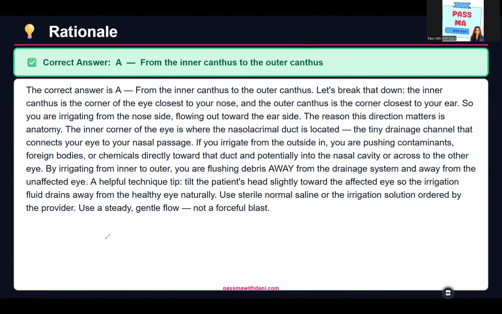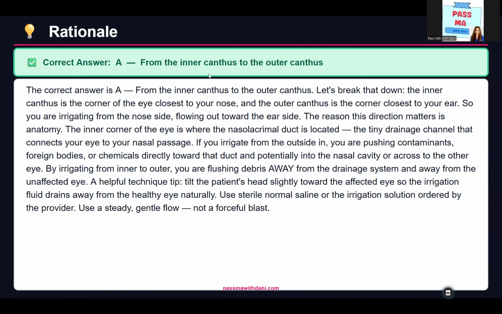So if you irrigate backwards, if you actually start from the ear side, from the outer canthus, you're going to start pushing contaminants. This could be like a foreign body, chemical, whatever it may be. You can push it towards that duct and maybe potentially even into that cavity. Or you can push it to the other eye. So always flow from the inner corner of the eye to the outer corner. Inner corner out. Okay?